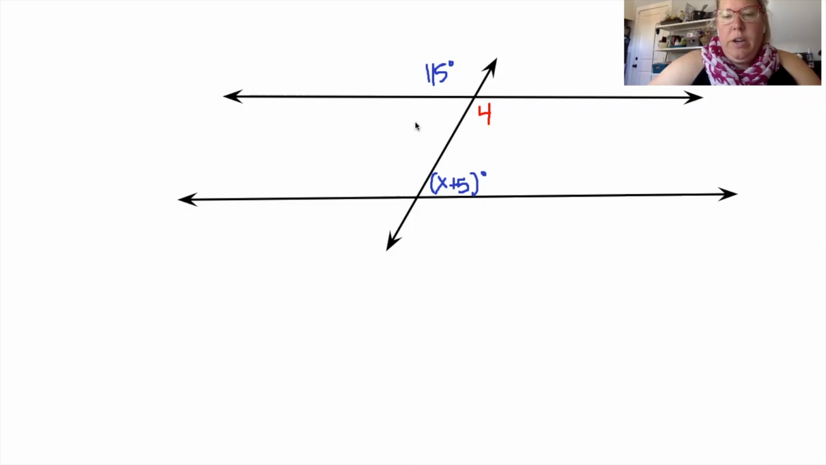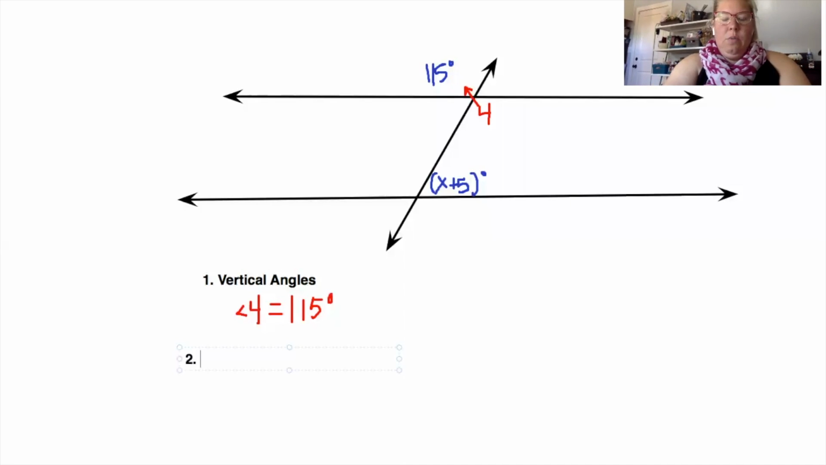So this example here, the first thing I see are vertical angles. We see that angle 4 is a vertical angle with 115. They're directly across from one another. Okay, so that means angle 4 is equal to 115 degrees. Okay, that's the first thing I see.